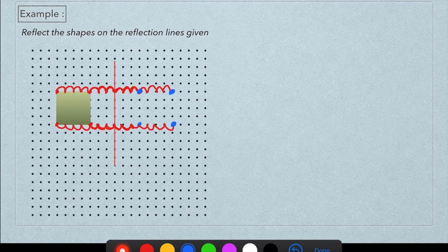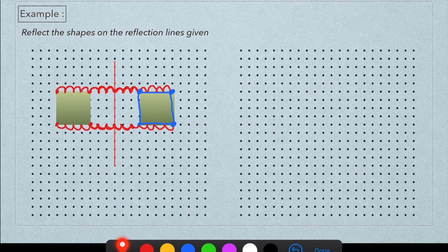Once you find the corner, all you need to do is to connect these corners to form your shape. So I could say that the reflection of this square is this one on the other side, as you could see it. Let's go to the other question.